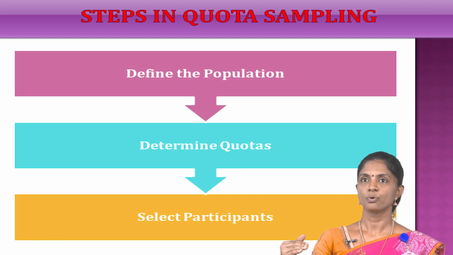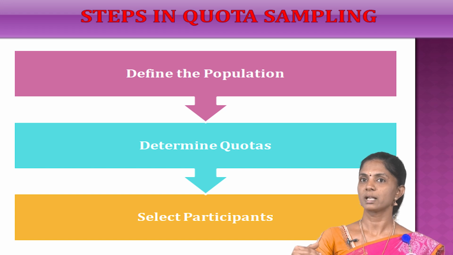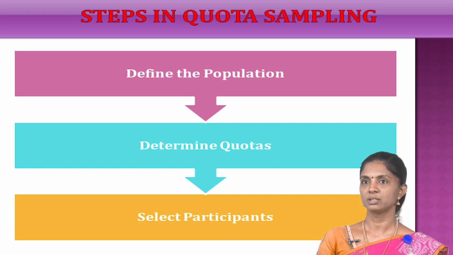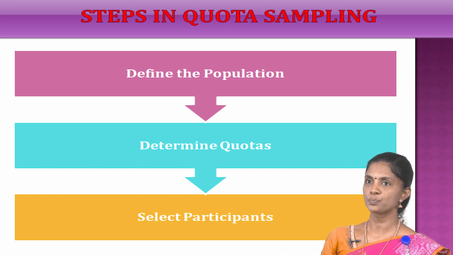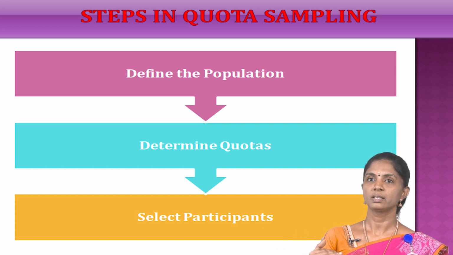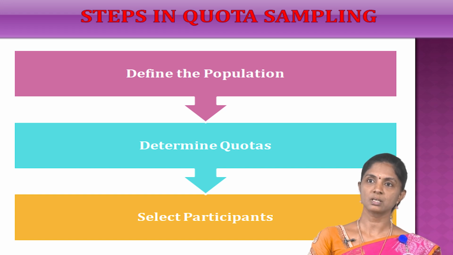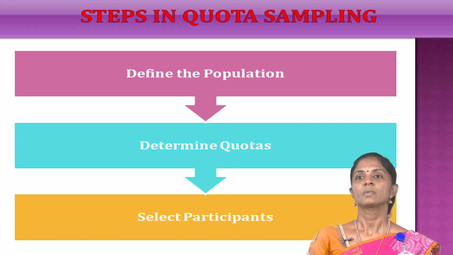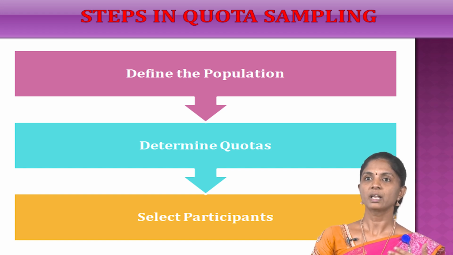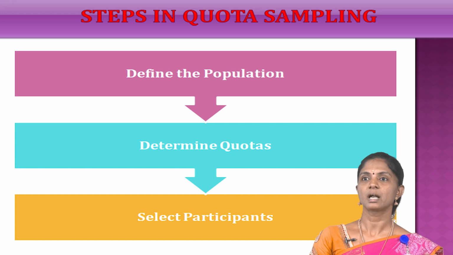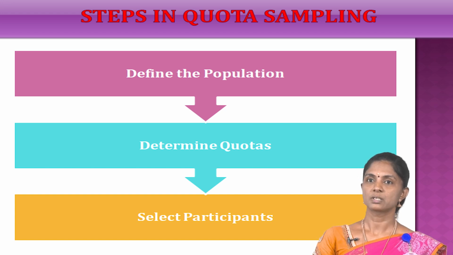So steps to select a quota sample: first, define the population. Next, determine the quotas, setting quotas for each subgroup to ensure that they are proportionally represented in the sample. Then select the participants, choosing participants within each subgroup using non-random methods until the quotas are met.